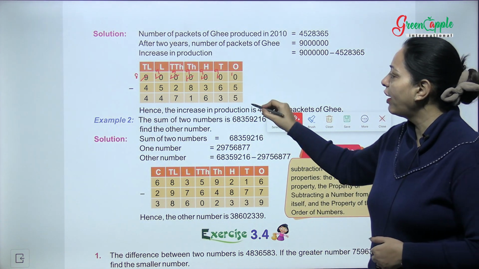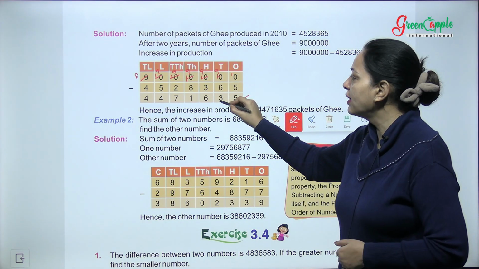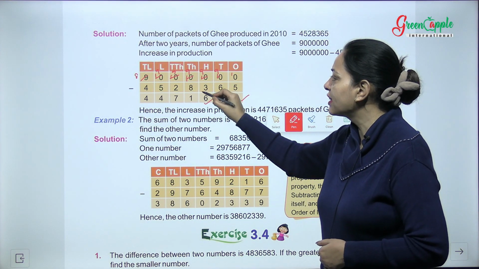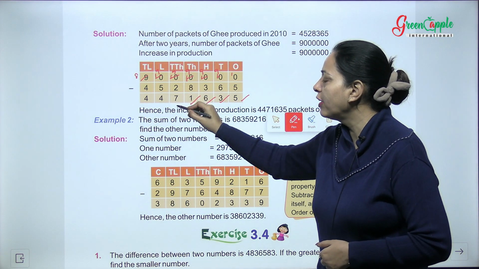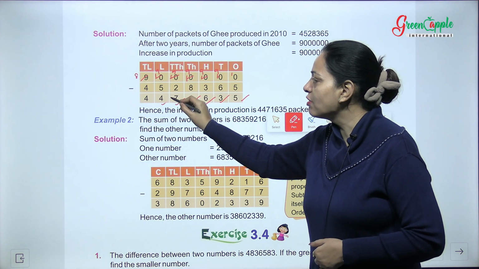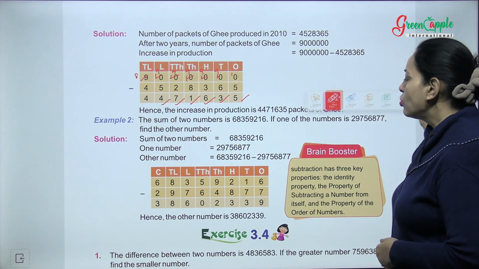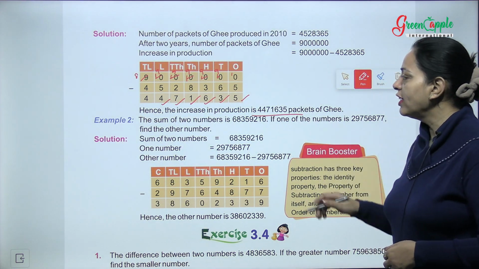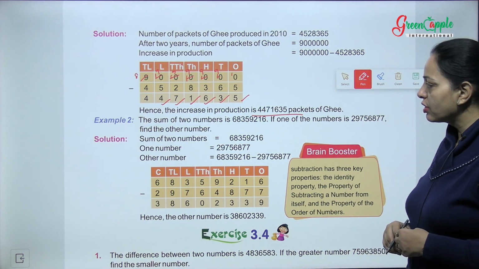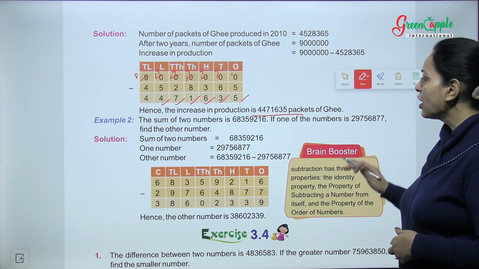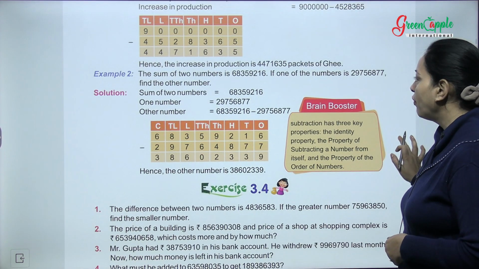So 10 minus 5 is 5. 9 minus 6, 3. 9 minus 3, 6. 9 minus 8, 1. 9 minus 2, 7. 9 minus 5, 4. And 8 minus 4, that is 4. So this much increase in production. Okay, very good sum.